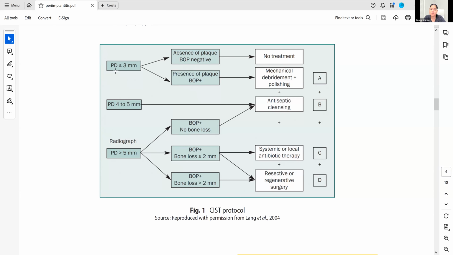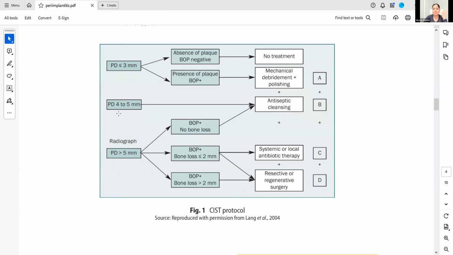When your probing depth is less than 3 mm and there is no bleeding on probing, that means it's a healthy implant situation and no treatment would be required. When your probing depth is below 3 mm but bleeding on probing is present and plaque is also present, the condition is diagnosed as peri-implant mucositis, which is the equivalent of gingivitis. In that stage, you will do mechanical debridement and polishing, and may give an antiseptic cleansing as well. But again, a non-surgical approach.